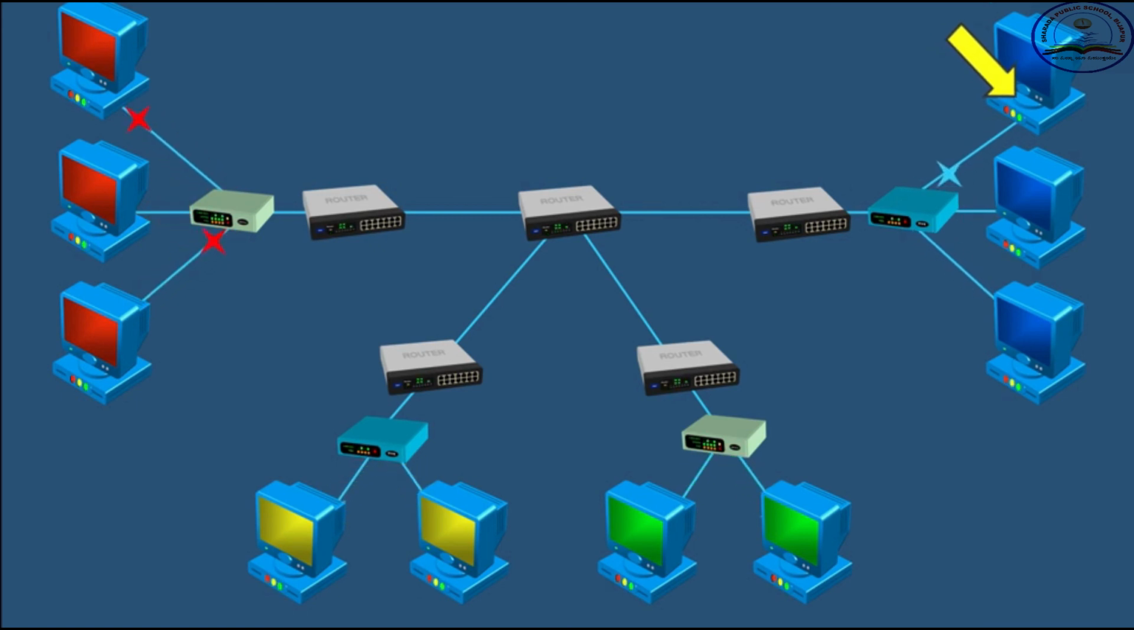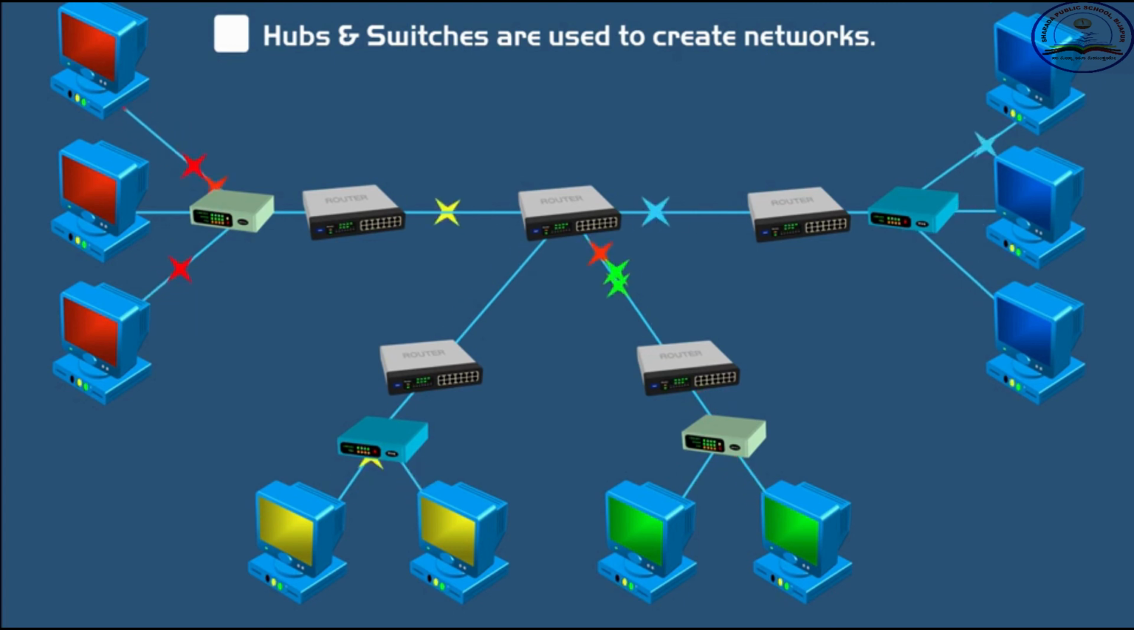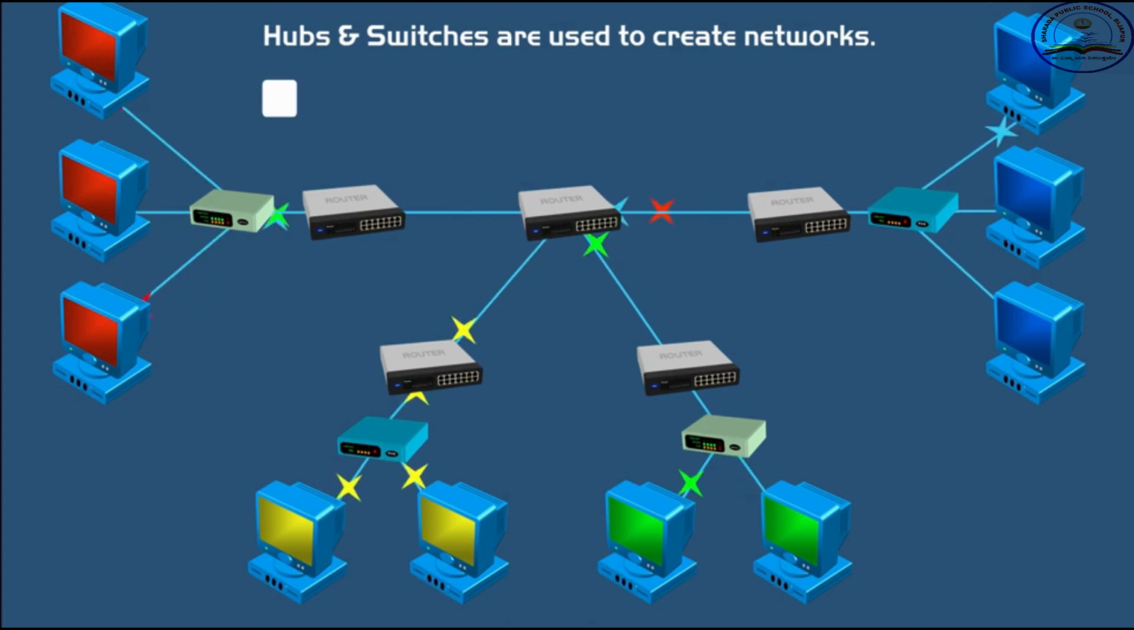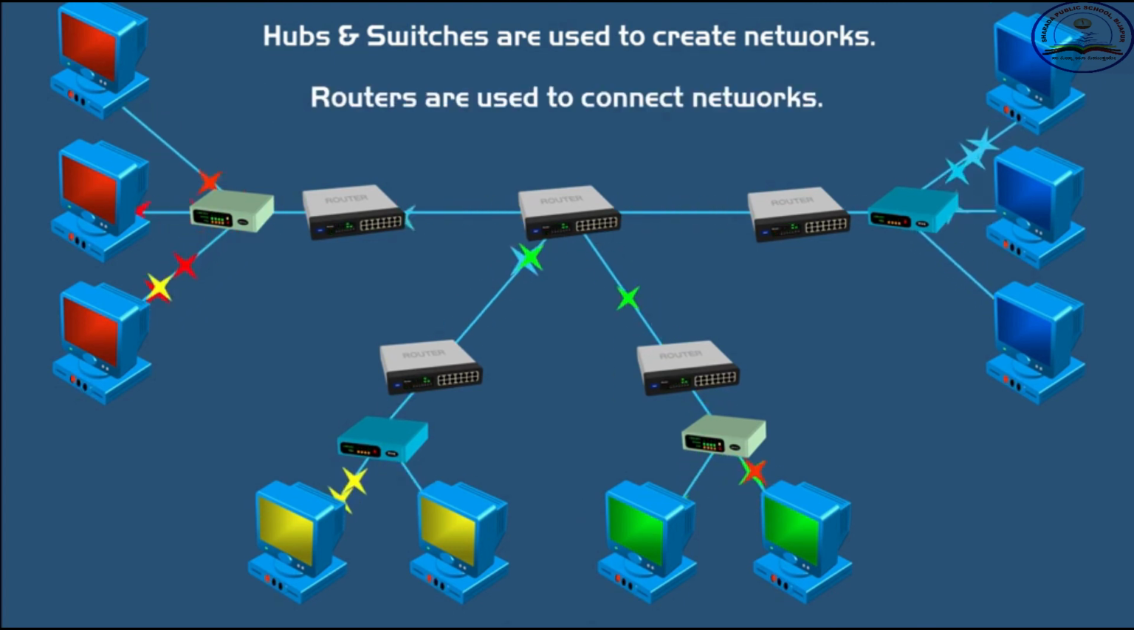Yeah, this is how all the other networks started sharing the data packets. Hubs and switches are used to create networks. Routers are used to connect networks. Hope children you have understood this explanation.